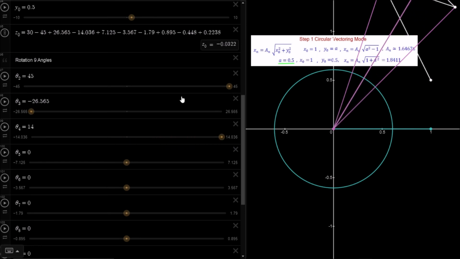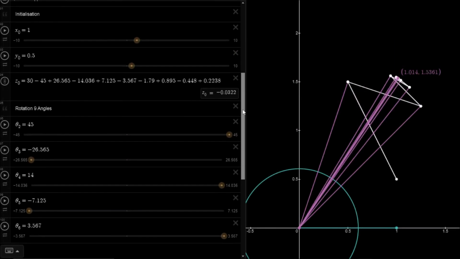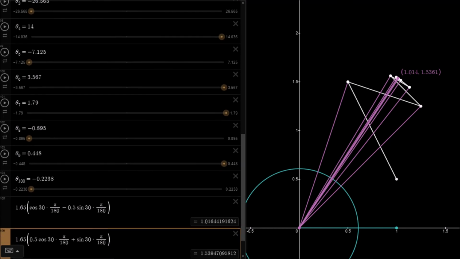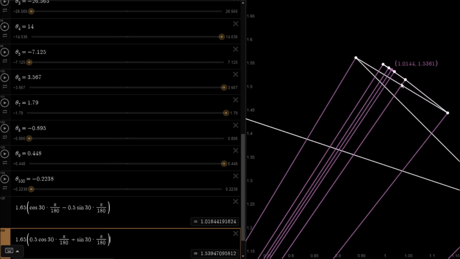Now I'll go ahead again and do the rest of these. So that's me going ahead and subtracting off and adding on all of the 9 angles. Now the output we're interested in now is not the value of our Zn. We're interested in the output for our Xn and Yn, which is the final point up here.